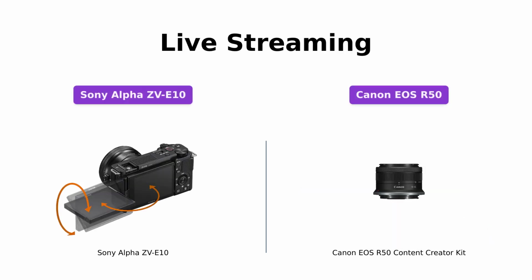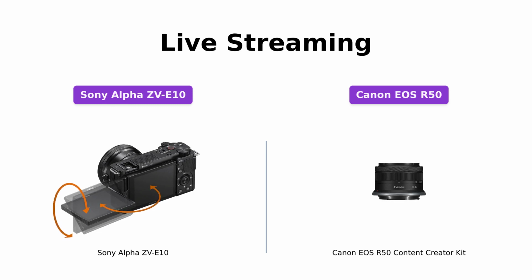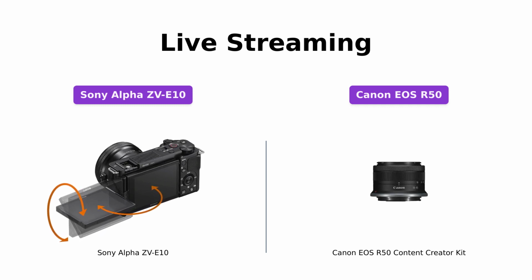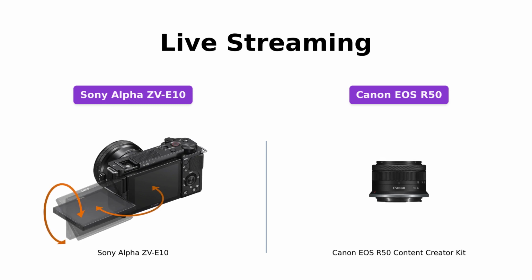For those who love live streaming, the Sony Alpha ZV-E10 allows easy live streaming with a single USB cable and no extra hardware or software needed. This simplifies the setup process and makes live streaming hassle-free. While the Canon EOS R50 Content Creator Kit doesn't have built-in live streaming capabilities, it's still a fantastic camera choice for other types of content creation.